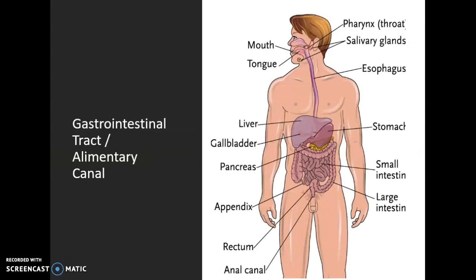It starts at the mouth, goes through the throat, and the other name for the throat is your pharynx. There are salivary glands. Then from the throat it goes to the esophagus, from the esophagus to the stomach, from the stomach to the small intestine, from the small intestine to the large intestine, and then into the rectum and anus. The liver, gallbladder, and pancreas are in here as well, but they are not technically part of the tract. They are considered accessory organs that help with digestion.